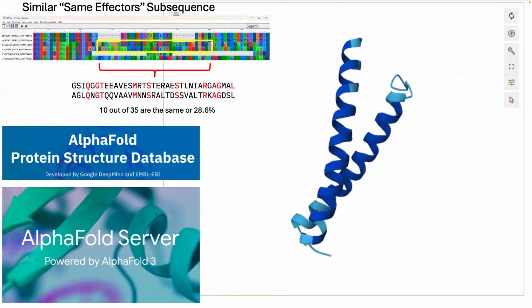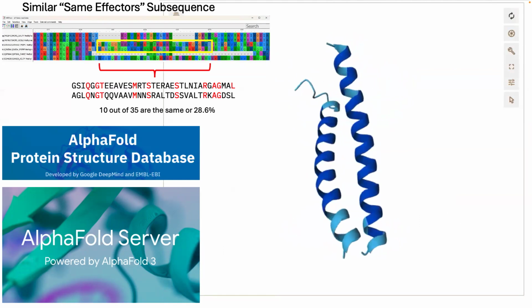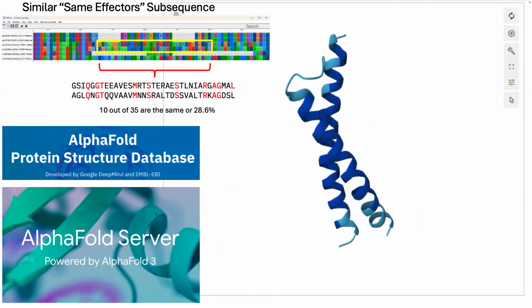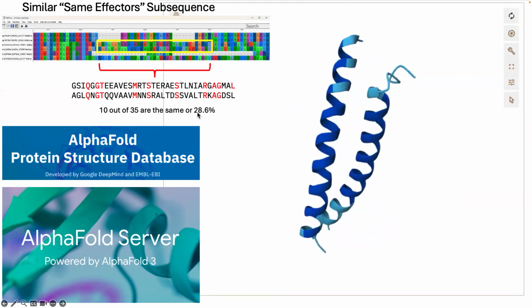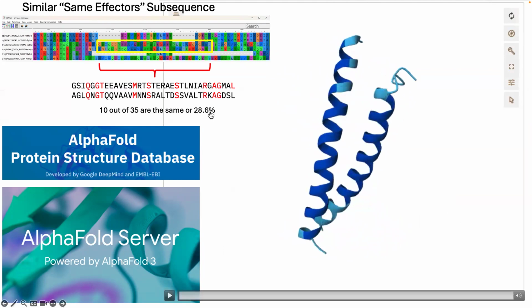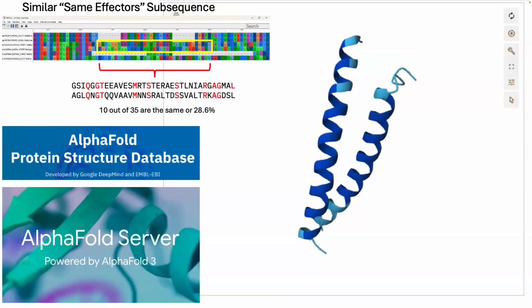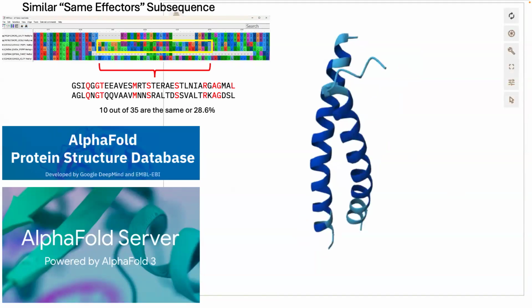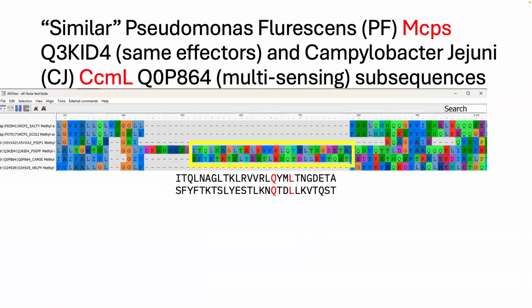Once again, they're pretty similar. Maybe one has a little bit more of a bend, but this is only 28.6% commonality, and yet we see the folding structure is fairly similar. So it just goes to show you, just having the same sequence is just one of the variables that you can be using to figure some of this stuff out.